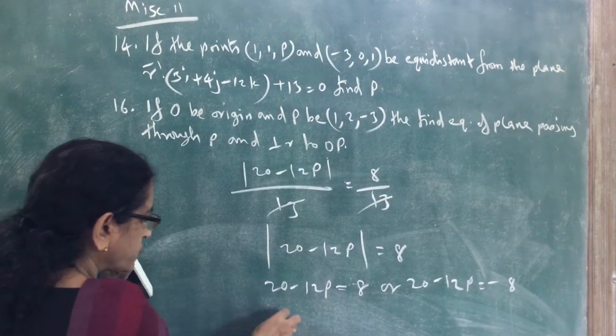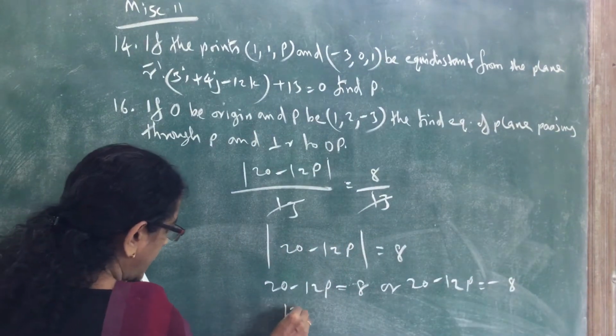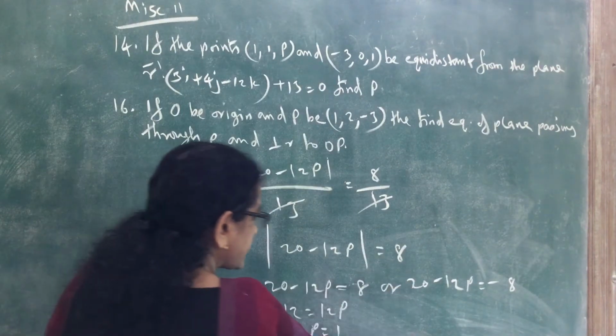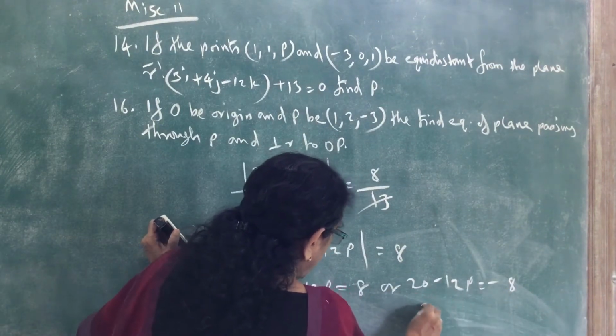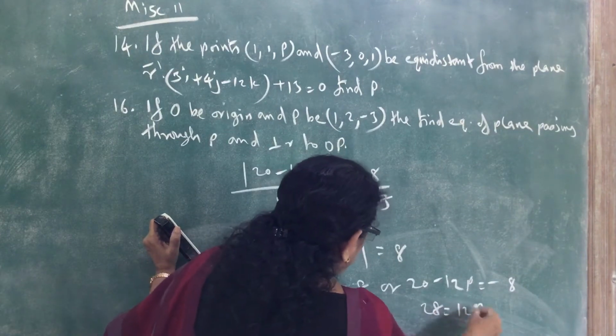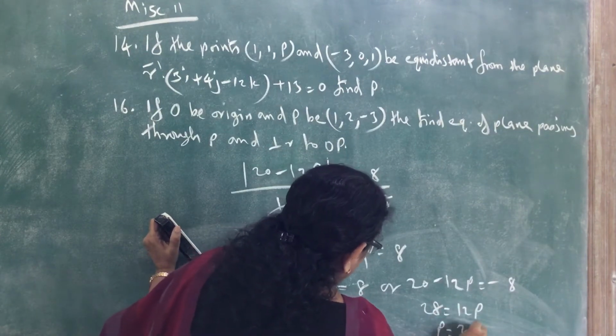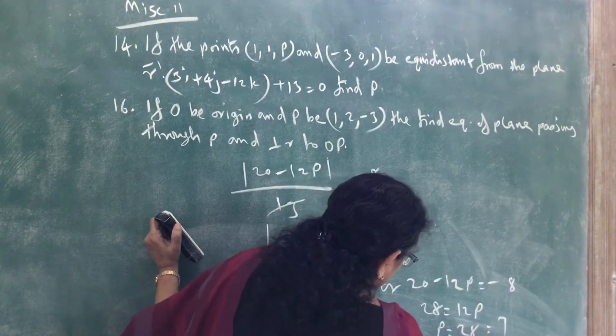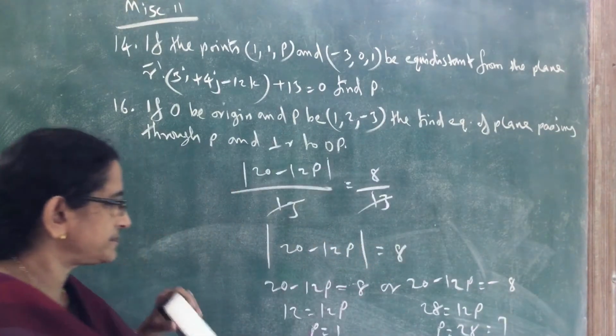So here we get what? 20 minus 8, 12, equal to 12p. So p equal to 1. In this case, what do we get? 20 plus 8, 28, equal to 12p. So p equal to 28 by 12, that is 7 by 3.